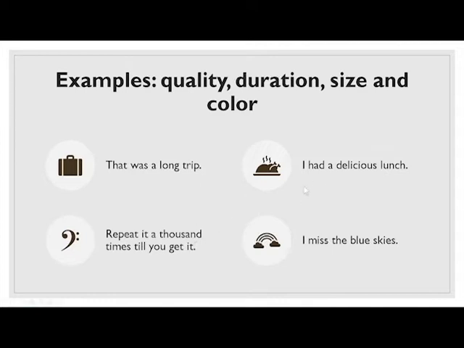Another example: I had a delicious lunch. The word delicious gives more information about lunch. I miss the blue skies. The word blue defines the skies, which are blue.